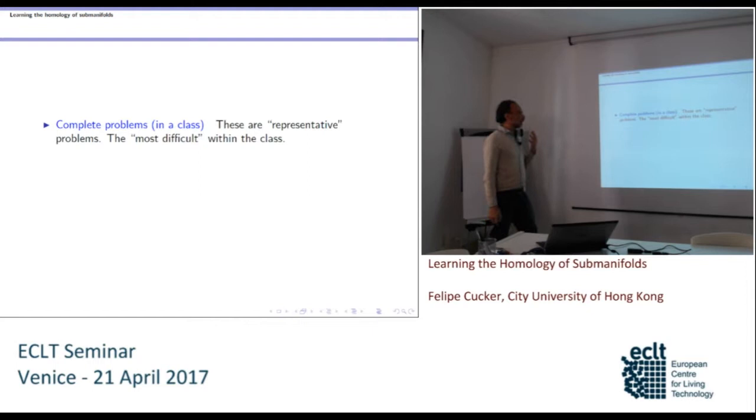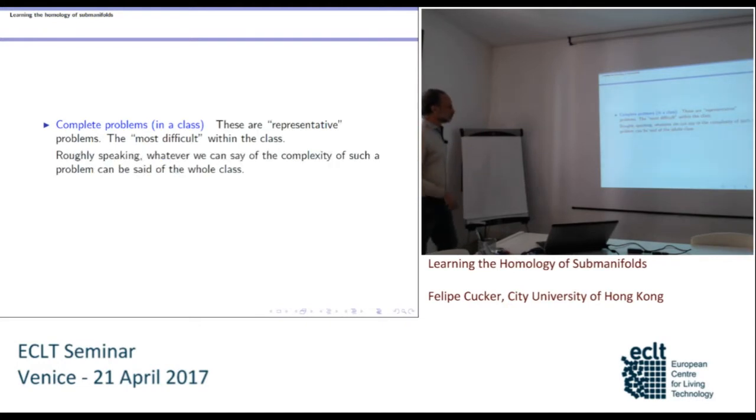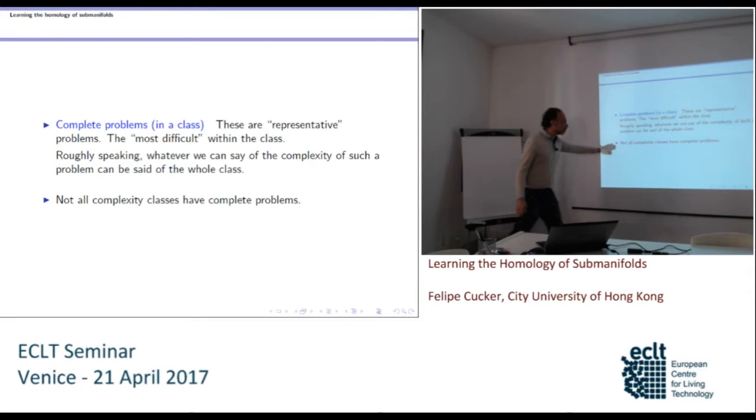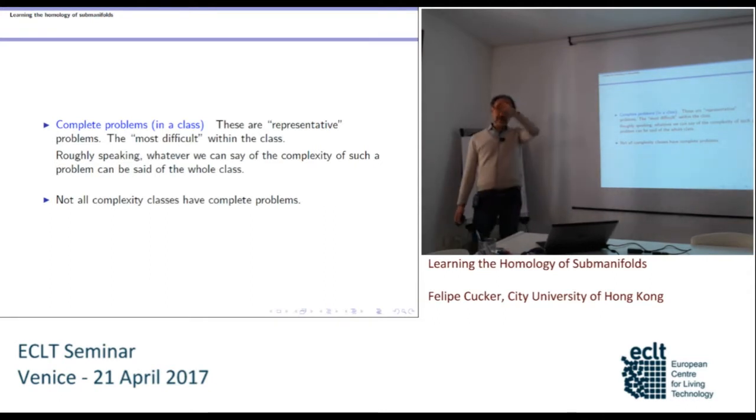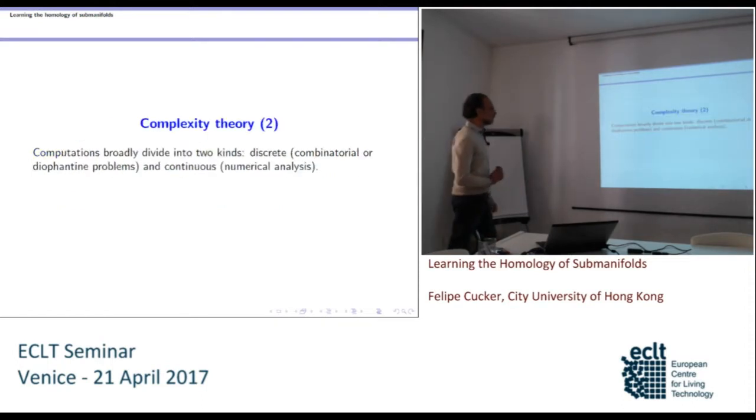There exists this notion of a problem which is complete in a class. Those are representative problems. They are the most difficult problems within this class. And they are the most difficult in a very precise sense: if I manage to get an improvement for a complete problem, the same improvement will hold for all problems in the class. In this sense, they are the most difficult. Roughly speaking, whatever we can say of the complexity of such a problem can be said of the whole class. A remark: not all complexity classes have this crust, this layer of hardest problems, okay?